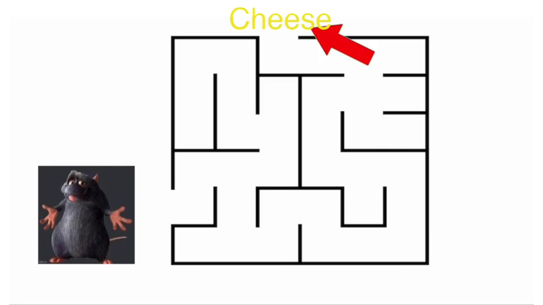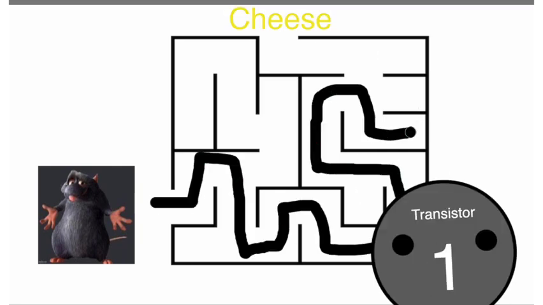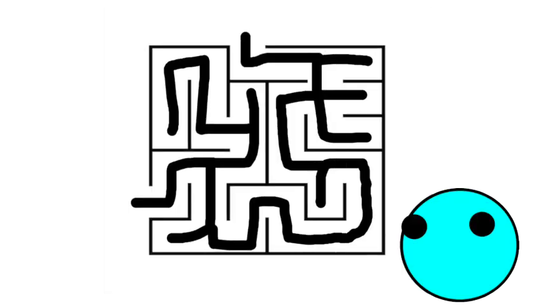A common example is you take a maze and a rat, and the rat has to find the cheese. A classical computer would calculate every single possible route the rat could go one by one. But with a quantum computer, it can do all the paths simultaneously. Obviously, this is a lot faster.